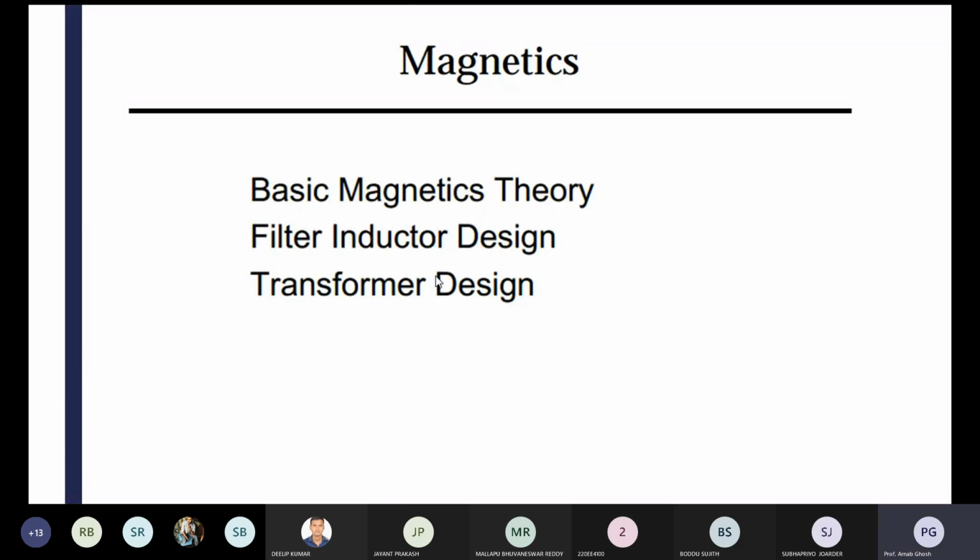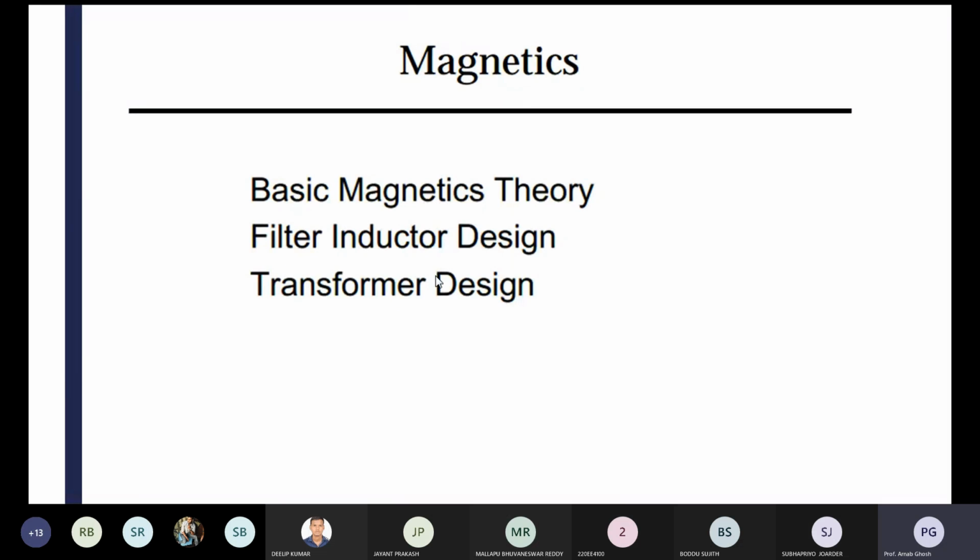So in the magnetics, what are the most important portions? That is basic magnetics theory, filter inductor design, and transformer design. The first portion is the basic magnetic theory, means Ampere's circuital law, Lenz's law, Faraday's law. Then if there is some air gap, what will be the process? We are using KVL, KCL, so that portion will be discussed in the basic magnetic theory.